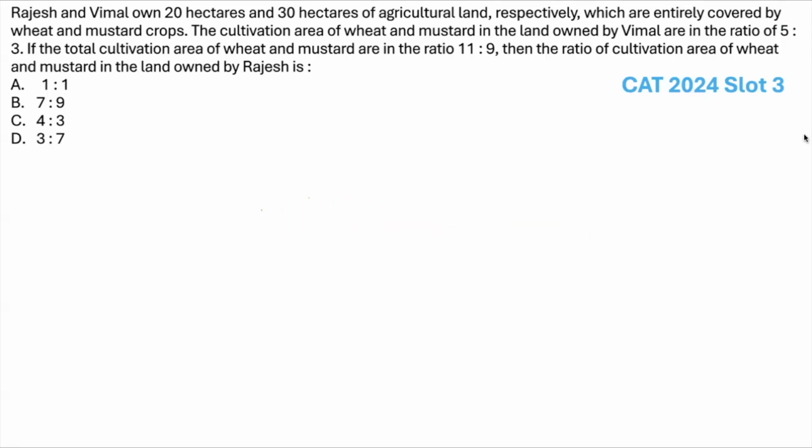So let's see how we solve this question. Rajesh and Vimal own 20 hectares and 30 hectares of agricultural land respectively, which are entirely covered by wheat and mustard crops. The cultivation area of wheat and mustard in the land owned by Vimal are in the ratio of 5:3. If total cultivation area of wheat and mustard are in the ratio 11:9, then the ratio of cultivation area of wheat and mustard in the land owned by Rajesh is.